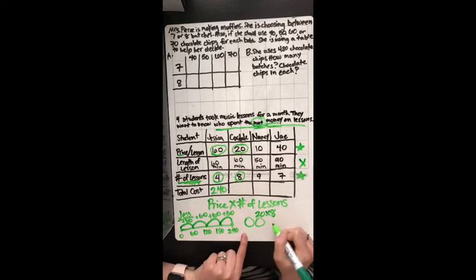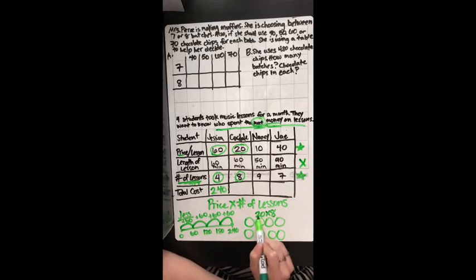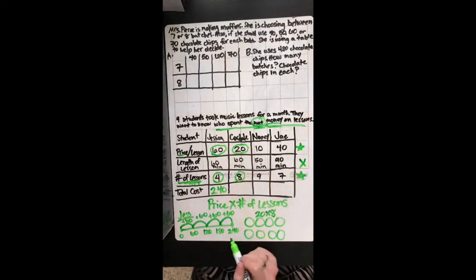1, 2, 3, 4, 5, 6, 7, 8 lessons, and there were 20 in each. Now, I don't want to draw 20 dots in each because that would be a nightmare. So instead, what I'm going to use are my place value rods. Remember, you can always draw a picture to help you out.